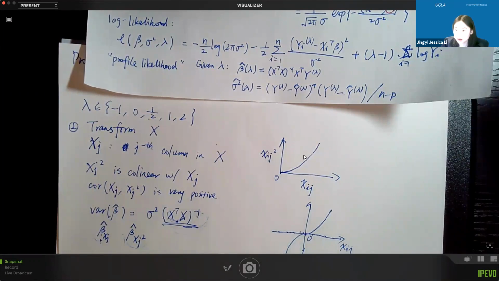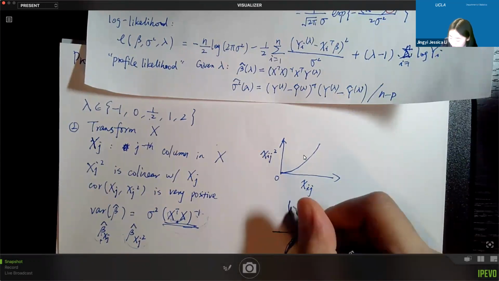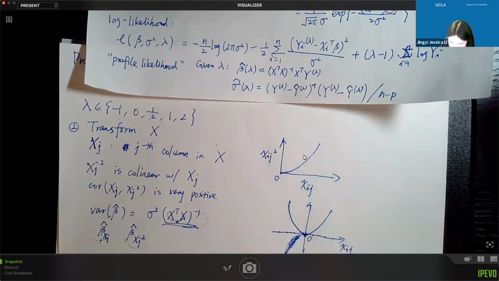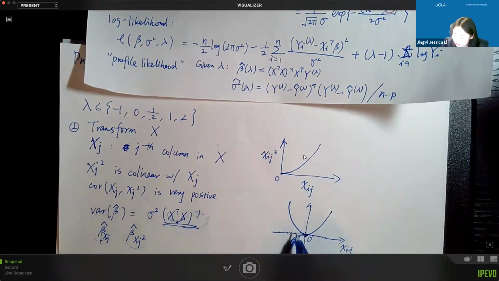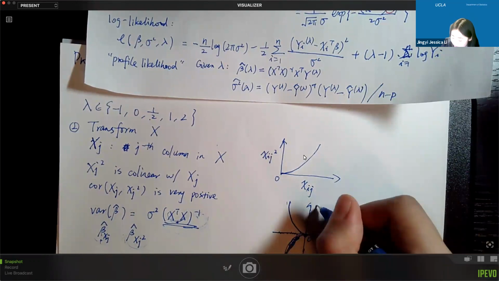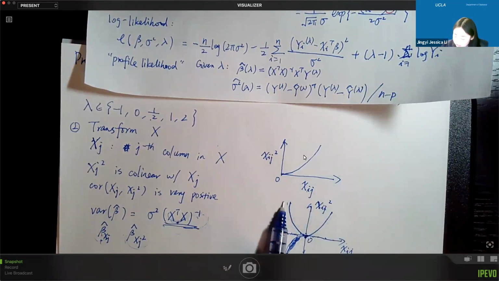Okay, so this is a practical way of doing this. Let me see this. So no, this is still collinear. I mean this, right? If I don't keep the sign, then I reduce the collinearity like that. Yeah, because for the negative part, their square will be positive. So this new xij square was not collinear with xij.